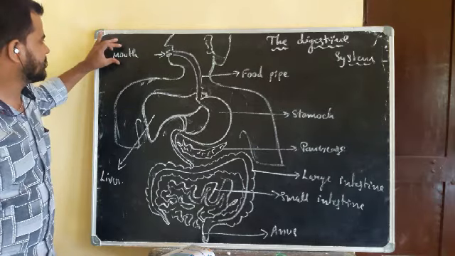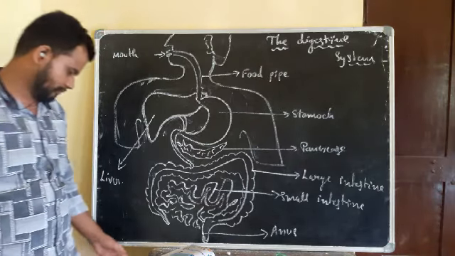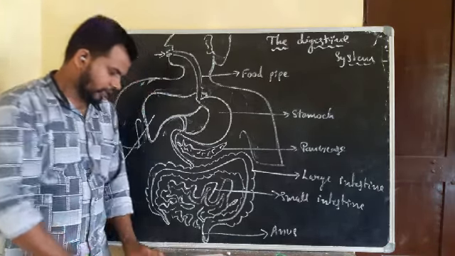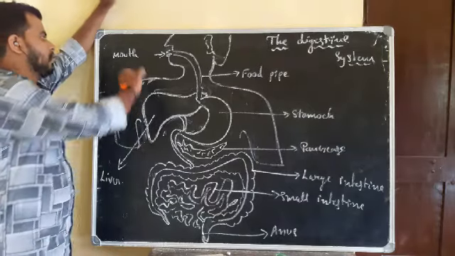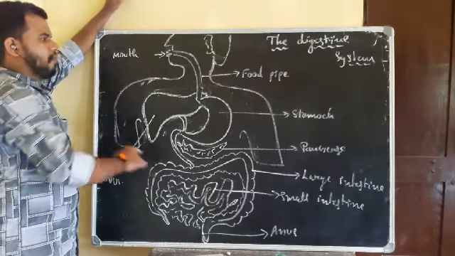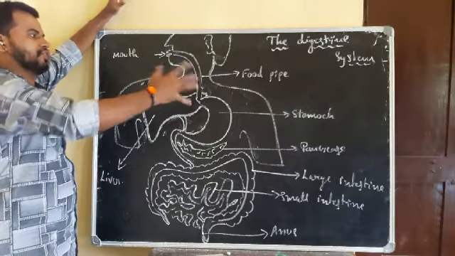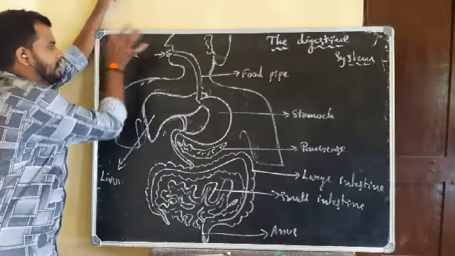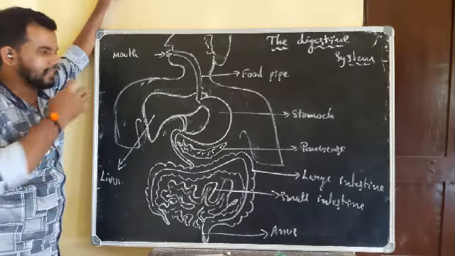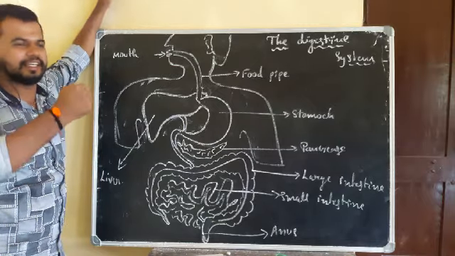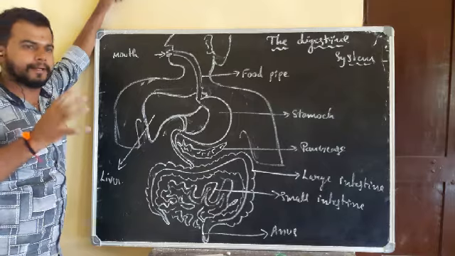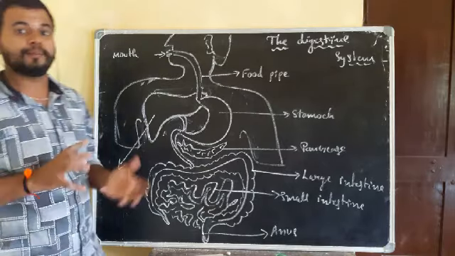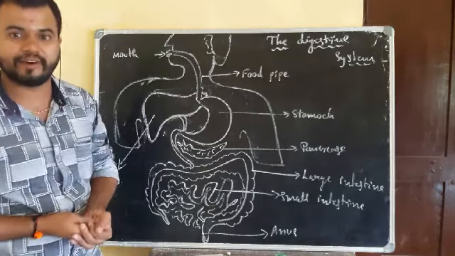First let us start from the mouth. I have told you about the organs. They will do different functions in the digestive system. First, the mouth. In the mouth there are 32 teeth. They cut, chop, and grind the food and make the food moist with the help of saliva.